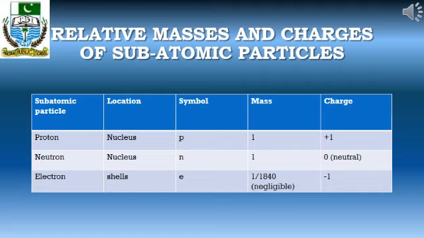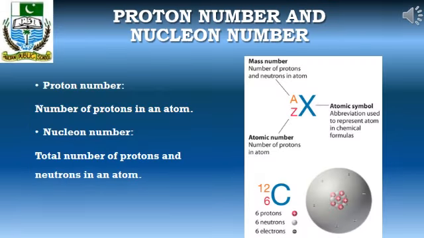The protons and neutrons are tightly packed together in the center of the atom. Together they form the nucleus of the atom. The electrons move rapidly around the nucleus. Proton number and nucleon number. The proton number of an atom is the number of protons present in the atom.